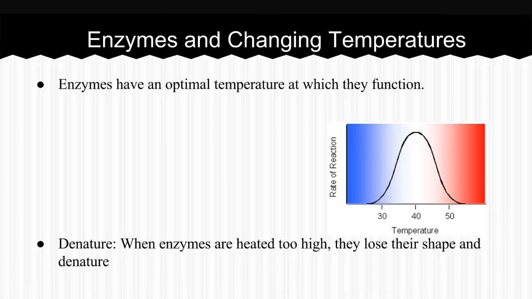And once an enzyme reaches that point, once it starts to get too hot, the enzyme activity starts to decline. So every enzyme has an optimal or best temperature at which it works. Below that temperature and above that temperature, the enzyme activity will decrease. And in our bodies, a high fever is really dangerous because high temperatures can cause enzymes to denature or to lose their shape. And once an enzyme loses its shape, it can no longer function.